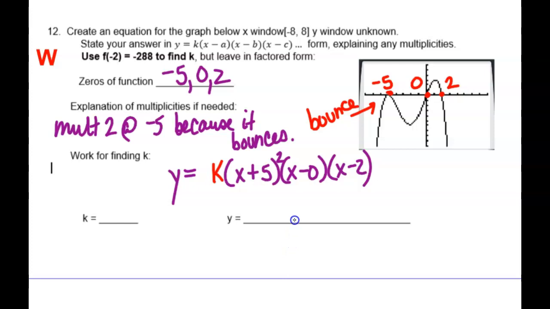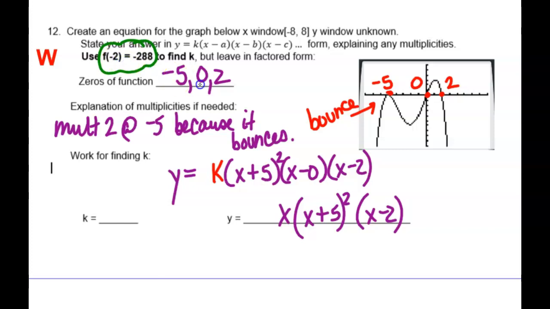This question's worth like 4 points. So if you go ahead and say x minus 0, x plus 5 squared, and x minus 2, you can leave it in any order you want, and get that far, you're going to get partial credit. But to get full credit, you have to find the k. This one is not super clear. I think on the final it's a little more clear, but that is the value you're supposed to plug in.